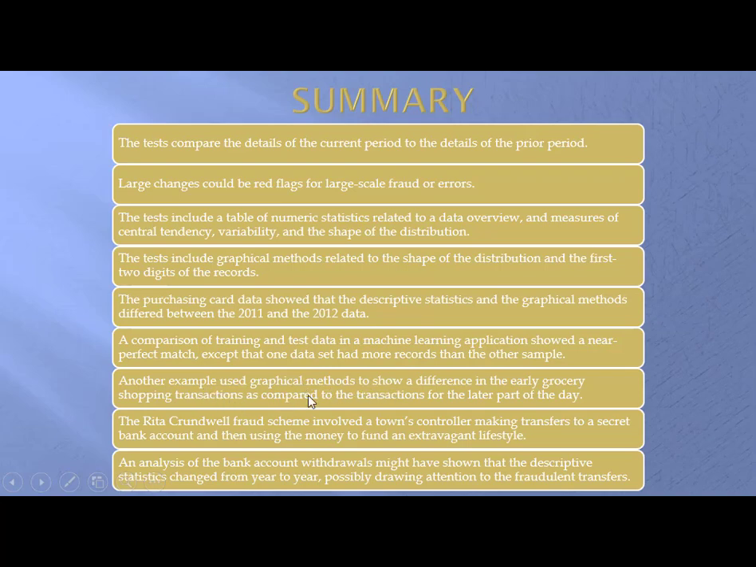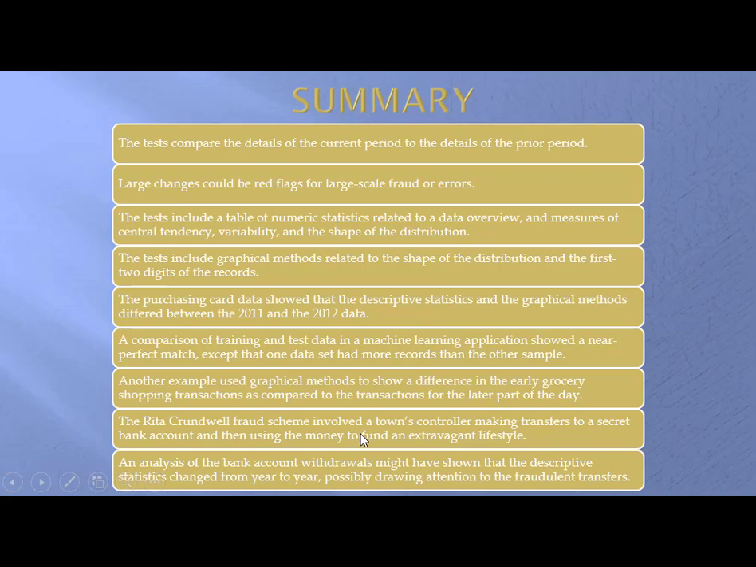Why do we talk about the Rita Crundwell scheme? I do that because those transfers were so large to the RSCDA account, and they did vary from year to year, that running descriptive statistics on the ledger payments, on the bank payments, running descriptive statistics on some of the accounts, I think might have made this fraud detectable before it got to $53.7 million. And it was in fact detected by mistake.